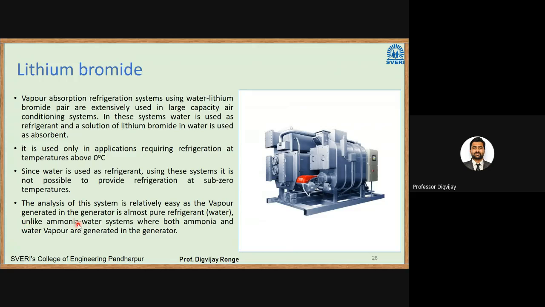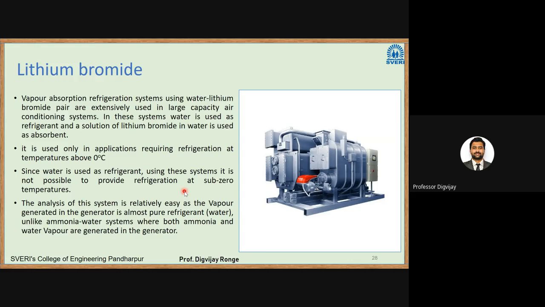This is unlike the ammonia-water system, where both ammonia and water vapors are generated in the generator. Even if we separate vapors in the generator, some amount of water will be present in the ammonia in the case of aqua ammonia systems. But in the case of the lithium bromide system, where the absorbent is lithium bromide, the chance of lithium bromide being in the water vapor will be very small.